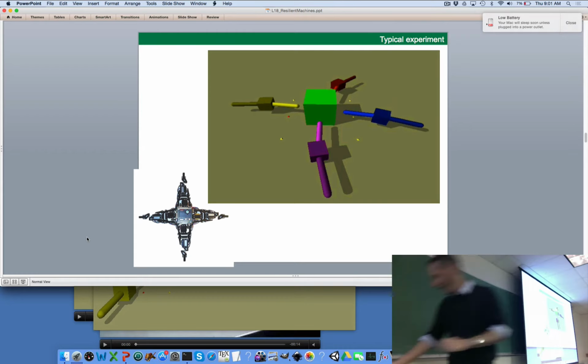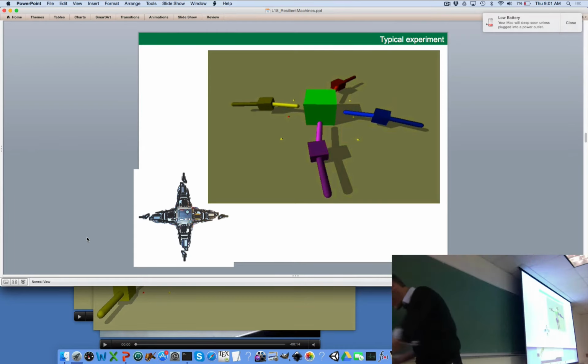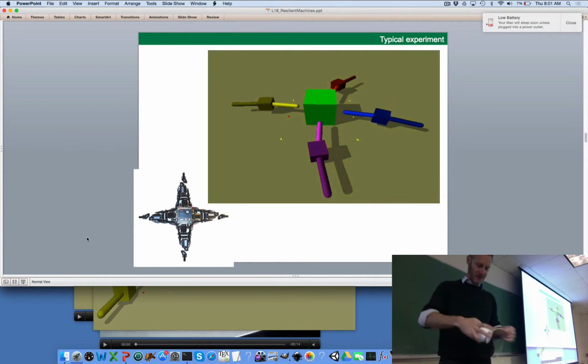And I need to plug in my computer here. It's not that resilient if it doesn't have power.